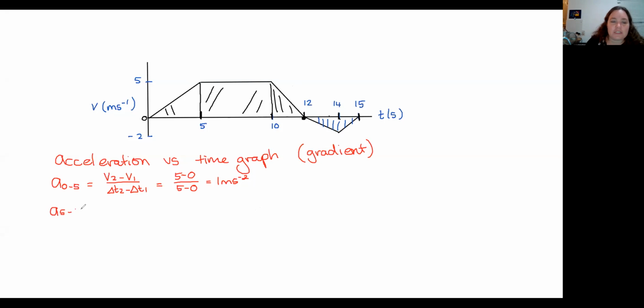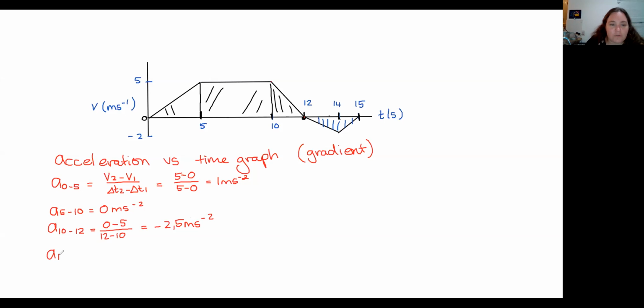From 5 to 10 seconds, we save our time. Horizontal lines have a gradient of 0 meters per second squared. From 10 to 12 seconds, our gradient is going to be 0 minus 5 over, okay, because 0 is our final, initial is 5, over 12 minus 10. So it is going to be negative 2.5 meters per second squared.